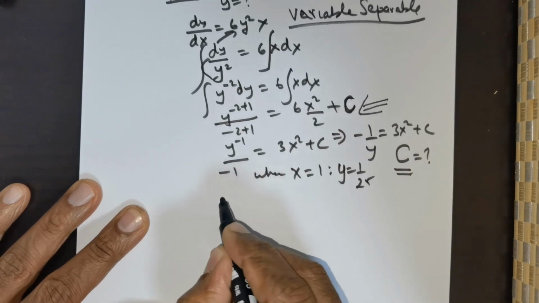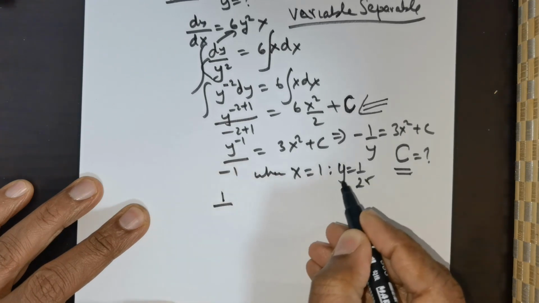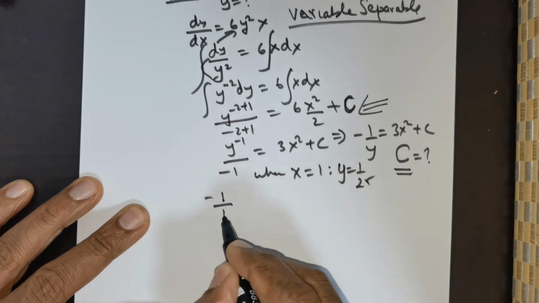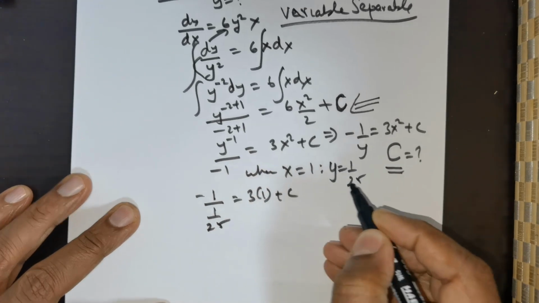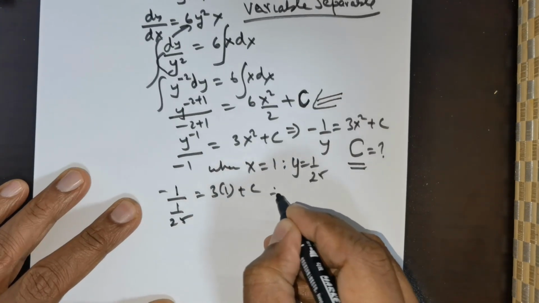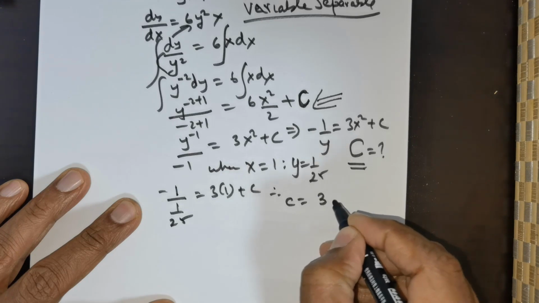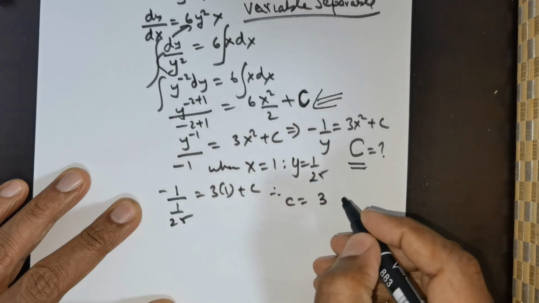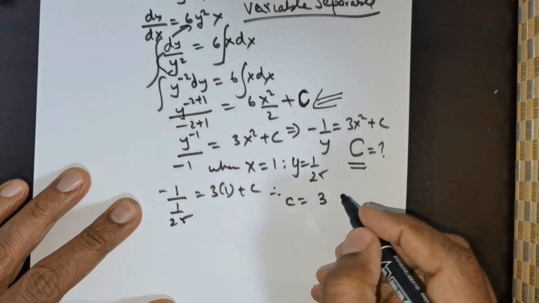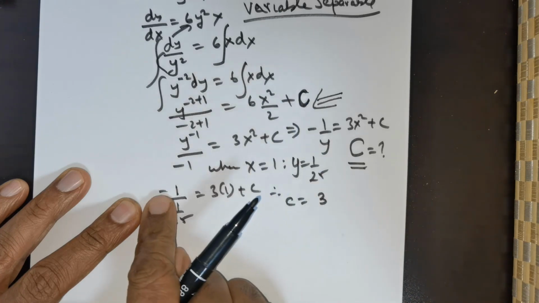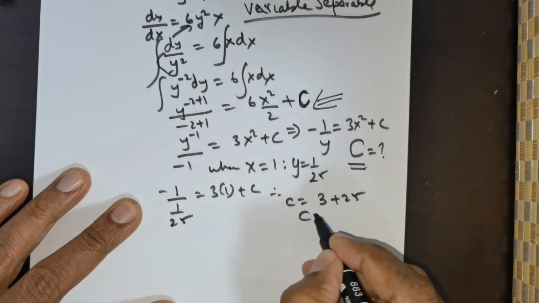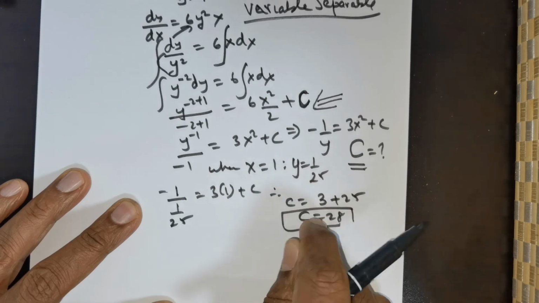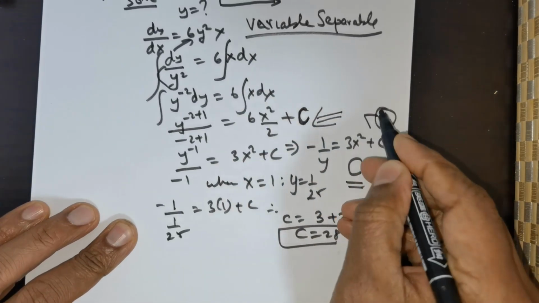Substitute that. In place of y, I'm going to substitute 1 over 25, which is equal to 3 times 1, plus C. We need C, right? So therefore I'm writing C to be equal to 3. Push this to the other end. In fact, you can flip this, it will become negative 25. It goes to the other side, it becomes positive 25. So therefore C is equal to 28. Now take this and put it here. Let me take this as equation 2.